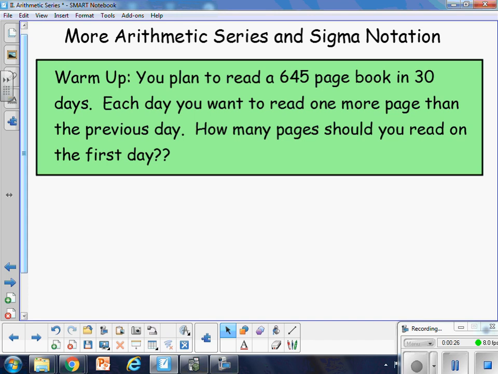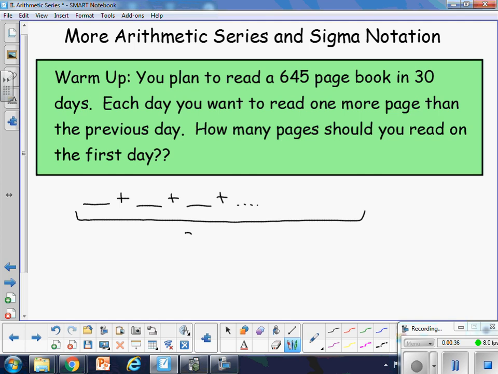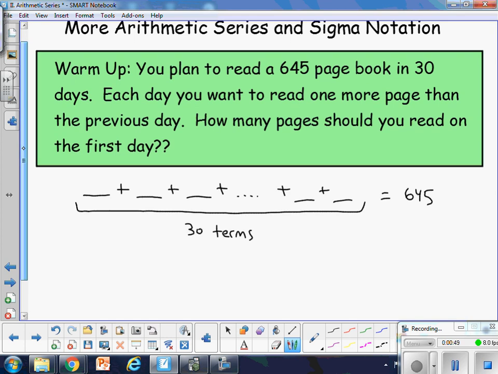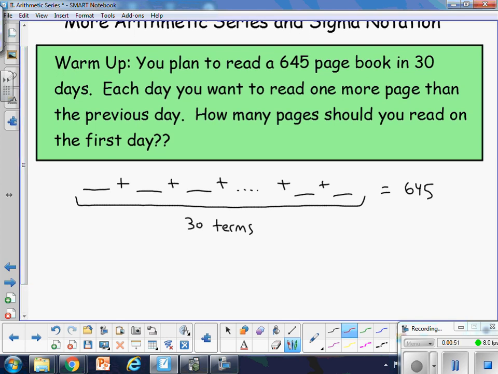Okay, so let's think about, you're going to be reading some amount of pages, day 1, day 2, day 3, all the way out, 30 days. And we want the sum, you want to read the whole book, right? So we want to read 645 pages in total. And the pattern is that you will read one extra page a day. So if you start out reading 6 pages day 1, you'll read 7 on day 2, then 8 on day 3, and so on. So we have this pattern which makes this arithmetic with a +1 common difference.